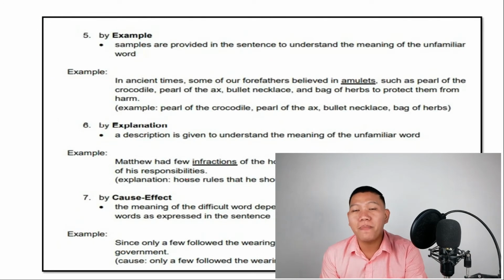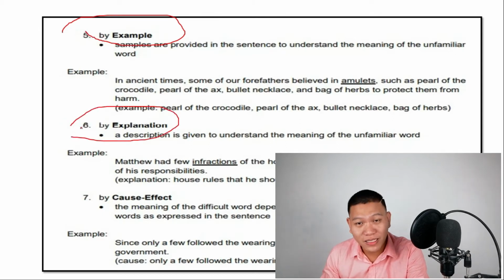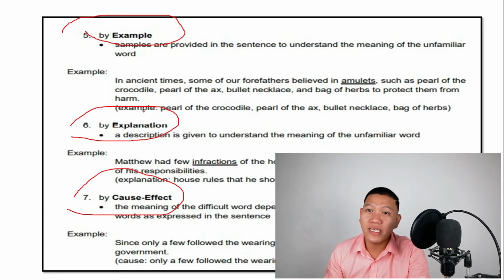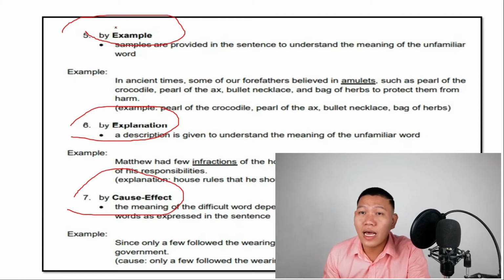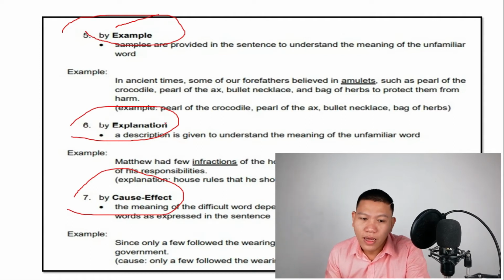Another is by example. So we have another set of context clues: by example, context clues by explanation, and context clues by cause and effect. So when we say context clues by example, an example is already given in the sentence. So upon seeing it, you can define the difficult word. For the context clues by example, we have this example.